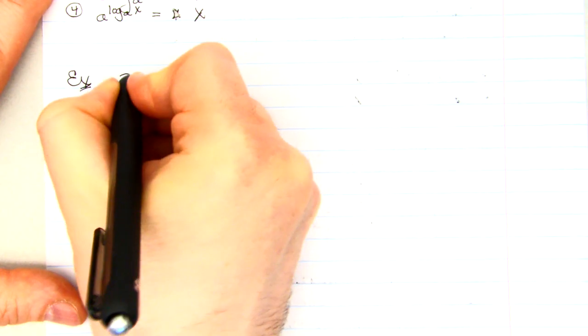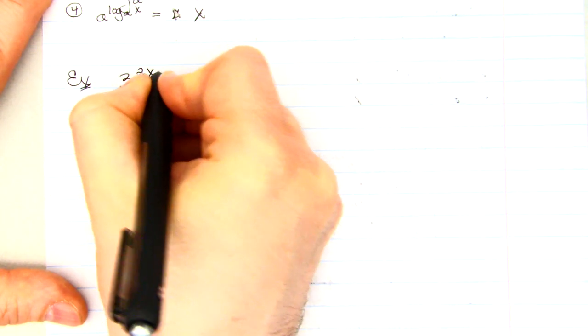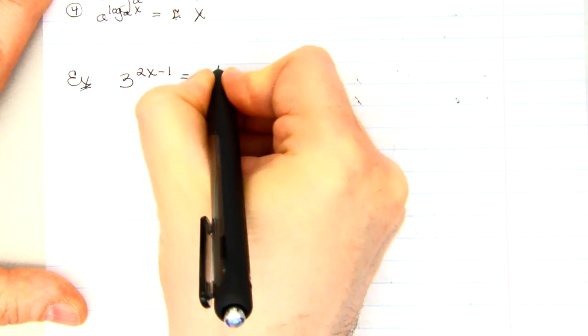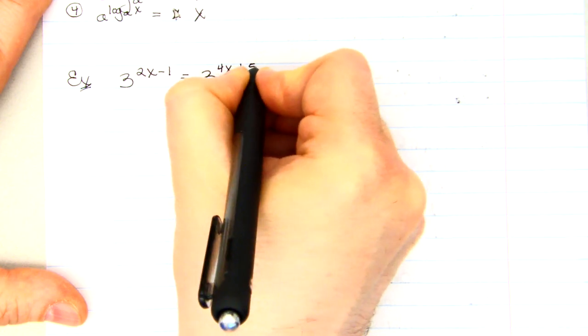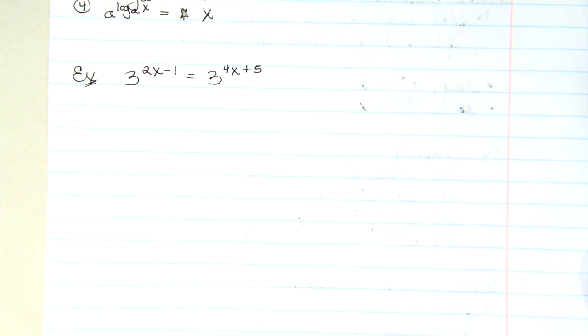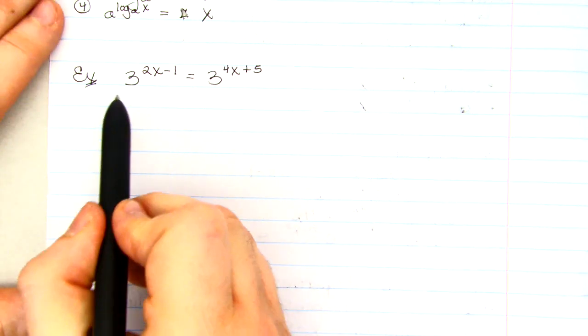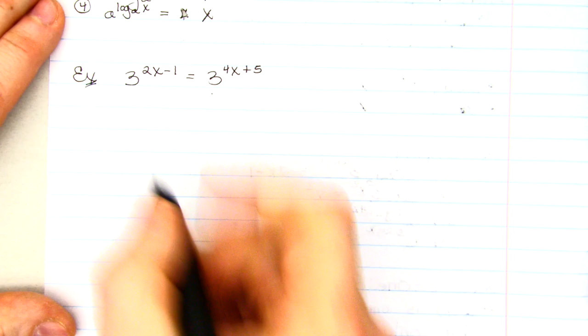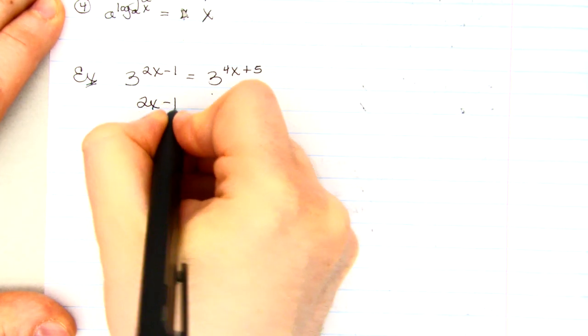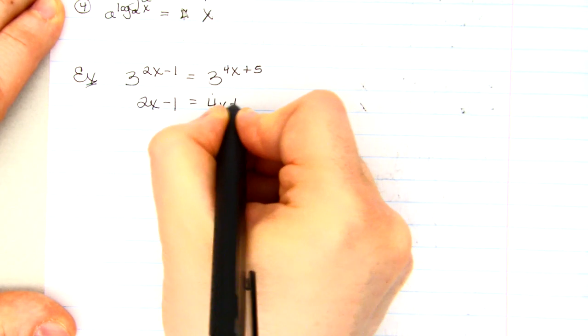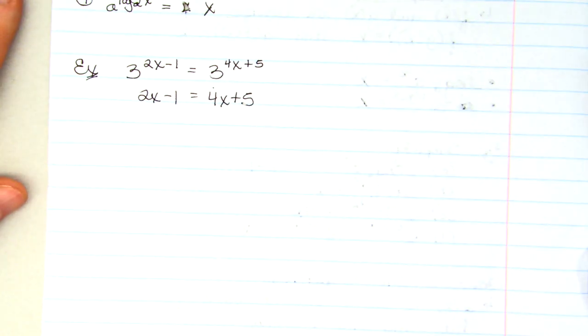Okay, some easy equations. Let's look at 3 raised to the 2x minus 1 equals 3 raised to the 4x plus 5. By my one-to-one property for exponential functions, since my bases are the same, the exponents have to be the same. I know for a fact that 2x minus 1 has to equal 4x plus 5. That's really easy. Go solve that equation.